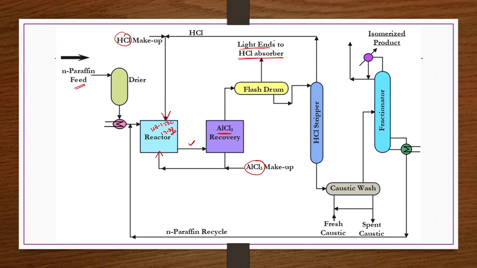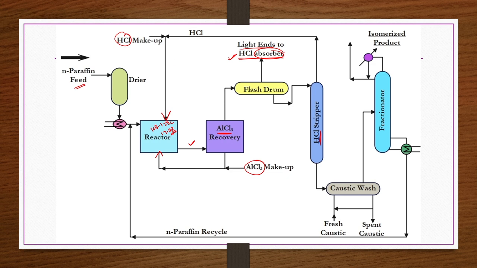After that, the mixture is sent to the flash drum where the light ends are separated to the HCl absorber. In the light ends, if HCl vapors are also there, they should be removed in an absorption column. That is a separate process. After this flash, the product is sent to the HCl stripping to separate the HCl from the product, and then that is taken as a recycle to the reactor.